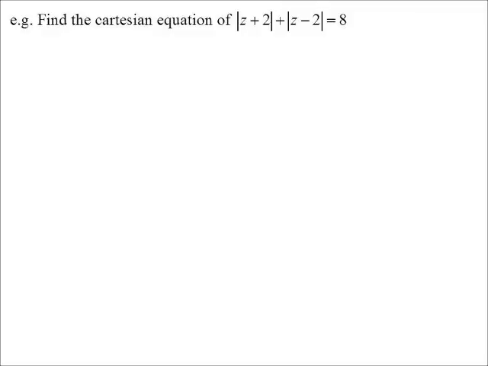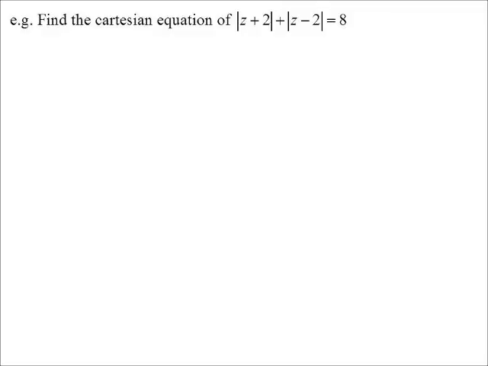All right, let's have a look at our question. Modulus of z plus 2 means distance from z to minus 2. Modulus of z minus 2 means distance from z to positive 2. So the distance from z to one point plus the distance from z to another point is equal to a constant amount. It's an ellipse. We just got to work out its equation.